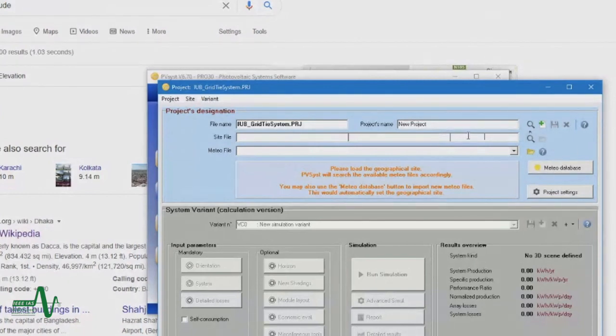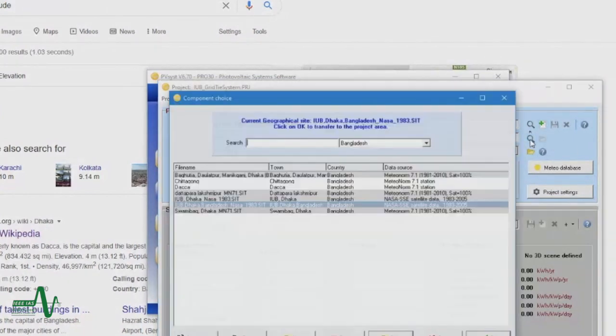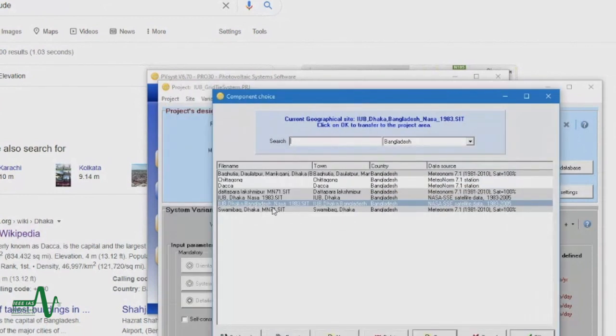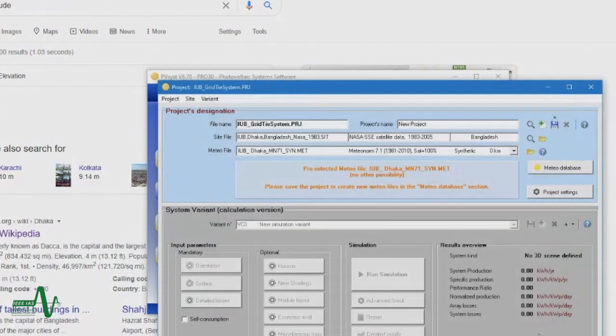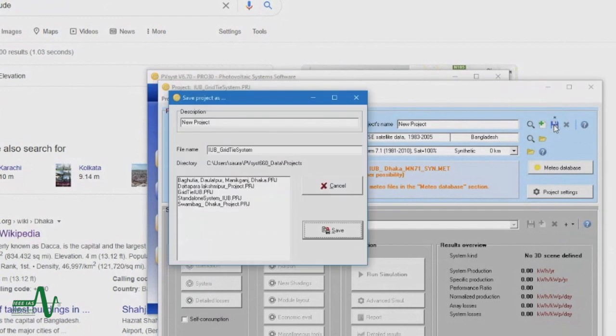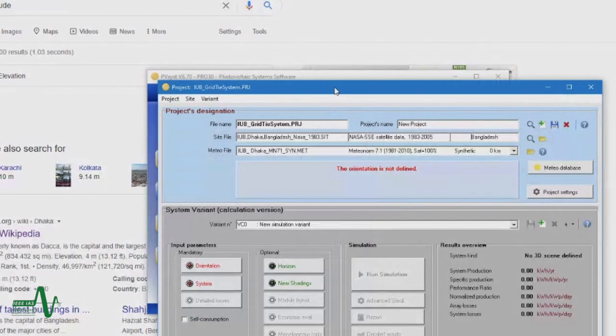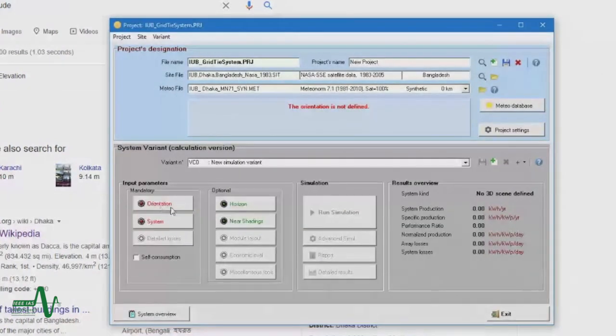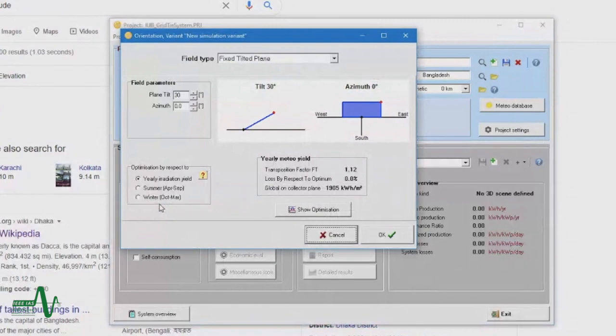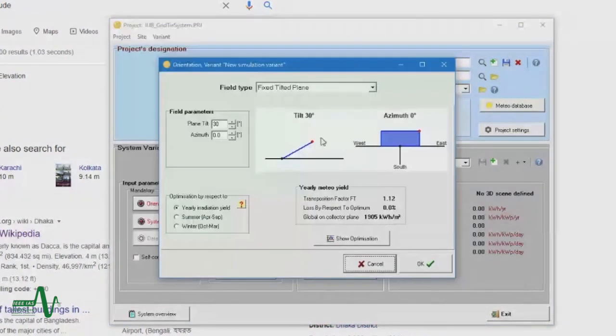Open a site. Please load the geographical data. Okay, so we are loading the geographical data, which is IUB Dhaka, Bangladesh. It's also showing that right now you have to save the project. So I am going to save this project. Okay, new project, fine, save it. Now it tells you what you have to do. You have to choose the orientation, and then give the values for the system. So let's go for the orientation. Okay, fine.